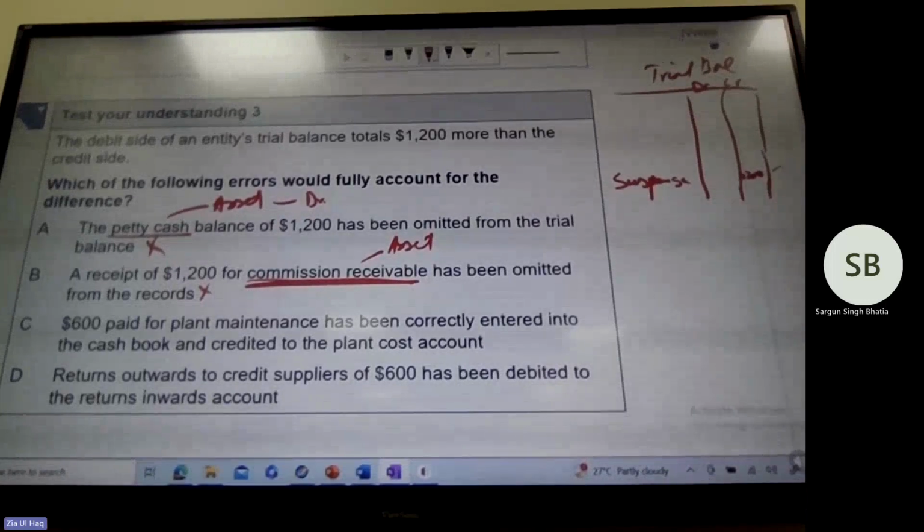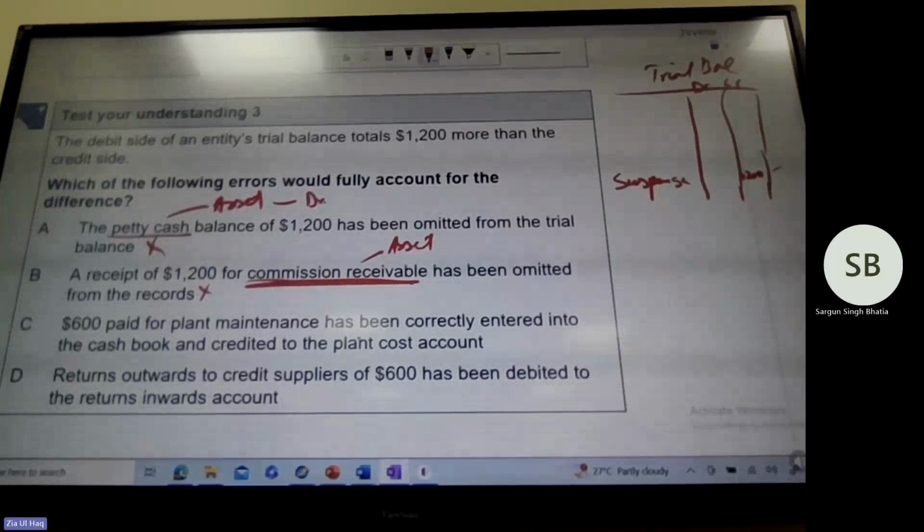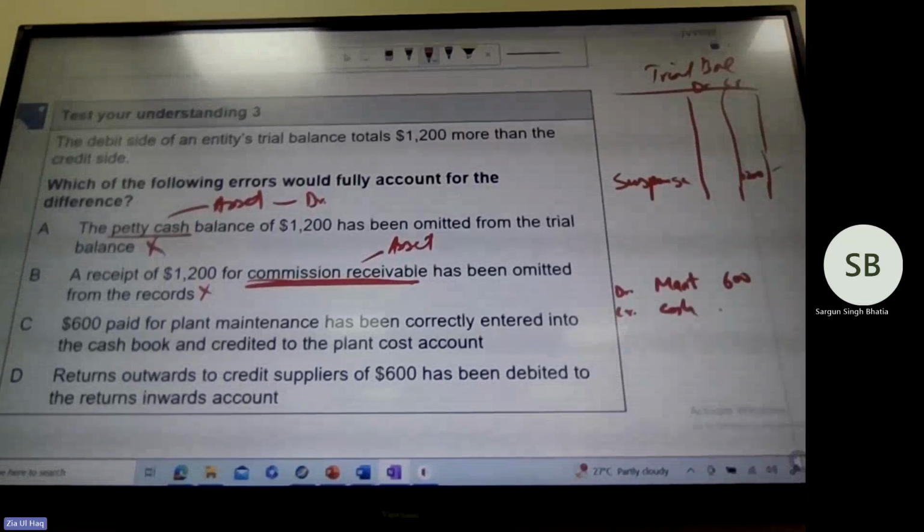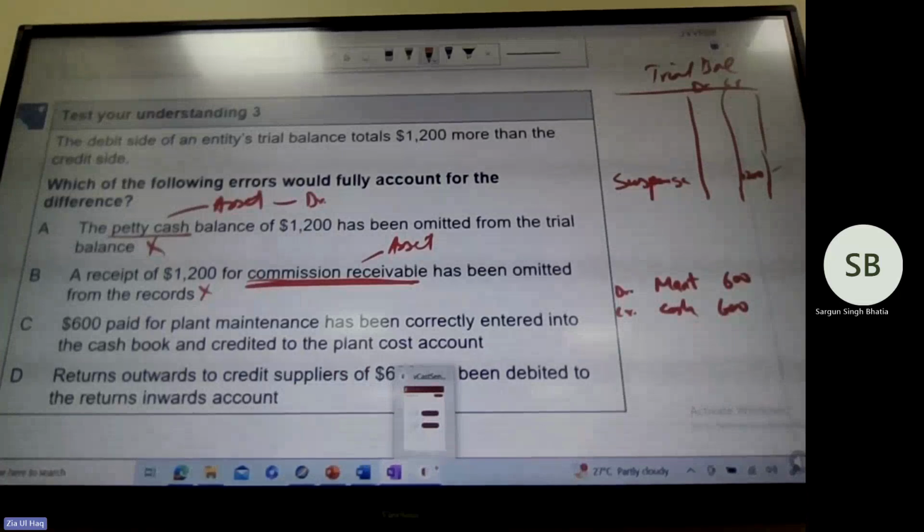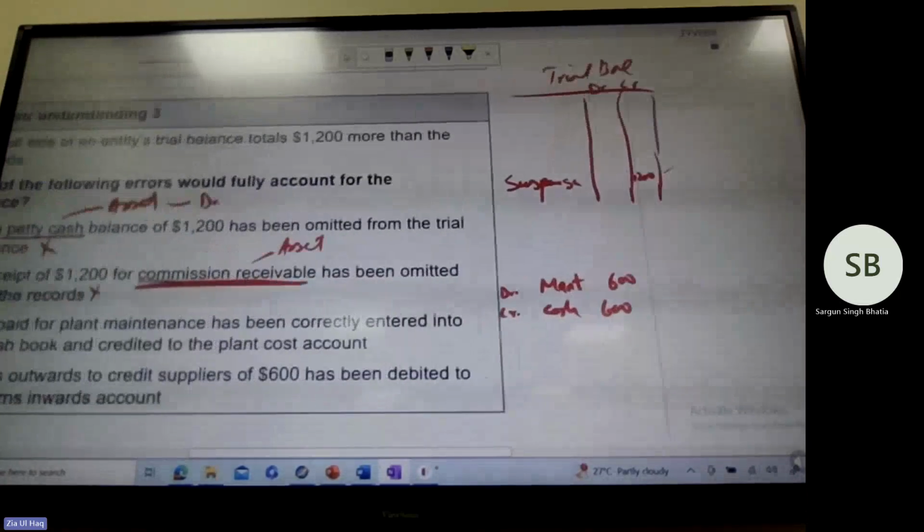Part C, 600 paid for plant maintenance has been correctly entered into the cash book and credited to the plant cost account. What should be the correct entry? The correct entry should be maintenance expense debit with the 600 and cash credit with the 600. What we have done wrong is that the cash has been correctly credited, and we have also credited the plant cost account.